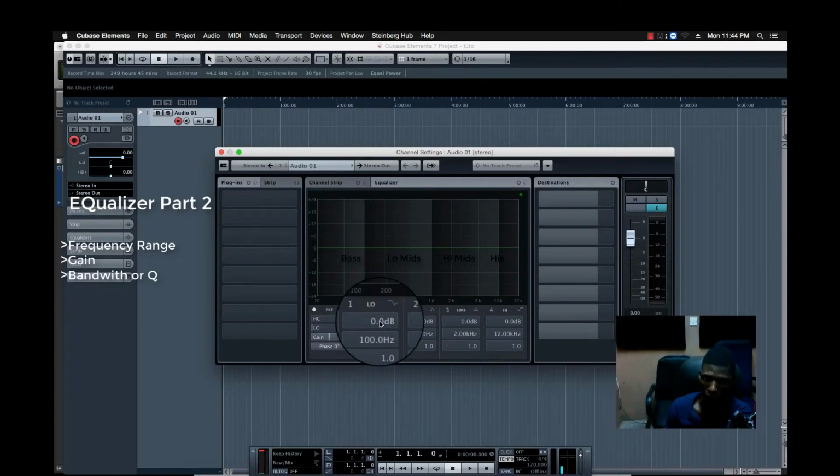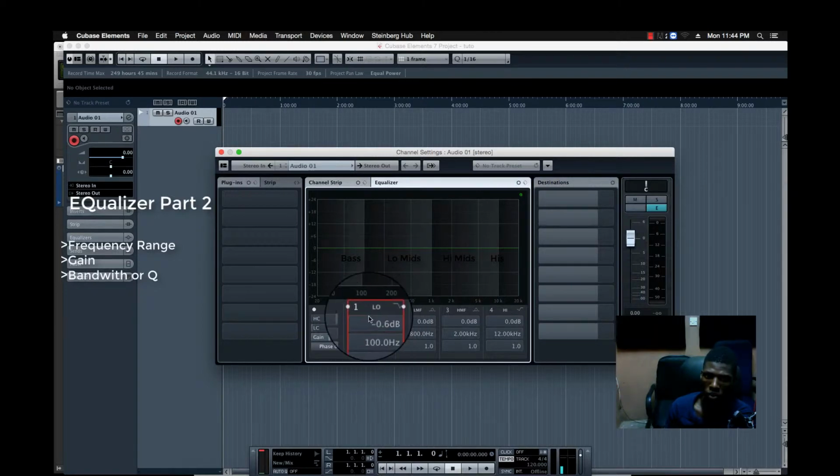It is gain, then these are the lows, gain, then frequency, then you've got your bandwidth here, or your Q factor. The other name for bandwidth is Q, which is represented also by a Q. So let's say I lift this band here, but I have to switch it on first. I have to make it active, and the point comes there.